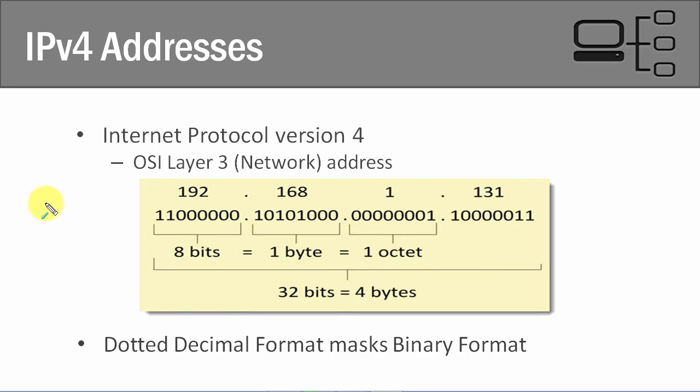For example, what we're used to seeing is something like this: 192.168.1.131. So this is what we're used to seeing. This is an address that's assigned to your computer or your server or your tablet or your iPhone or anything else by a router on the network or a server that gives out these addresses.